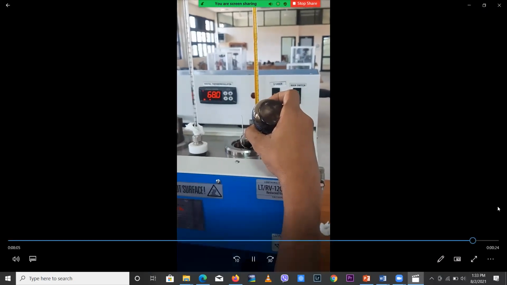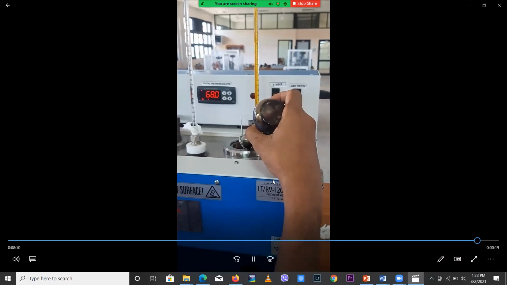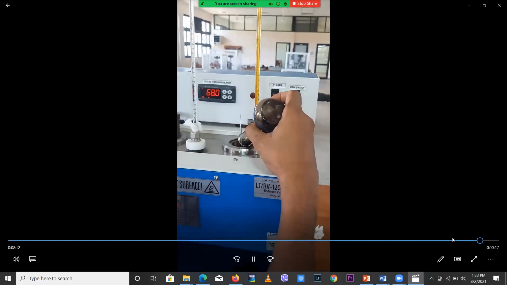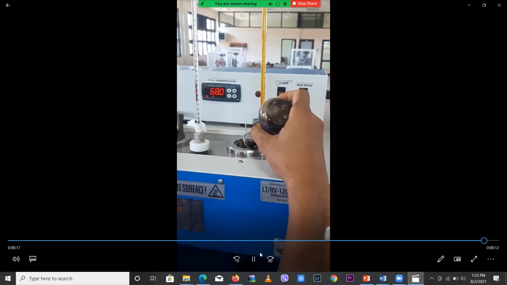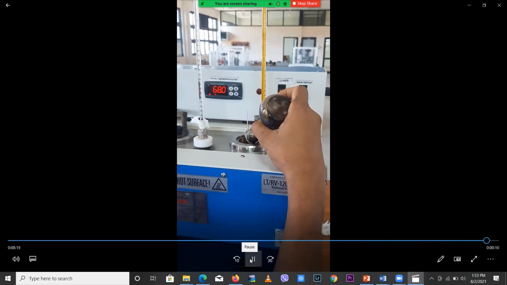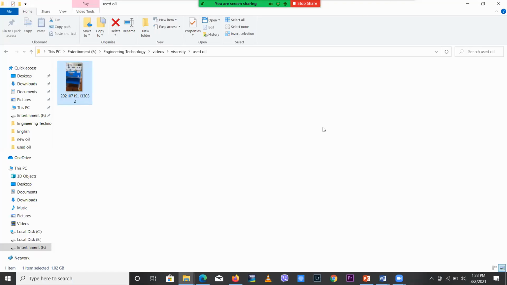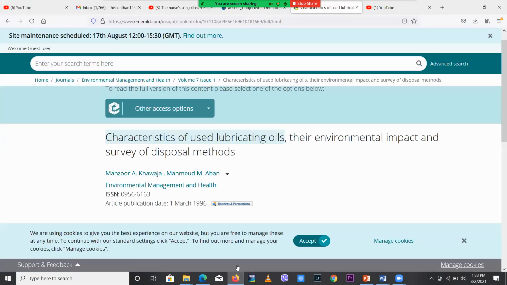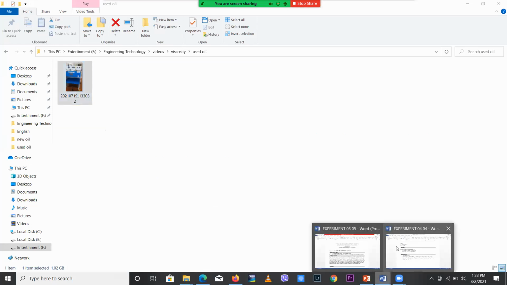So we will get three different readings. Using those readings we plot the graph, and we can analyze how the viscosity varies with temperature. When we change the temperature, the viscosity also changes. So this is about our viscosity practical.